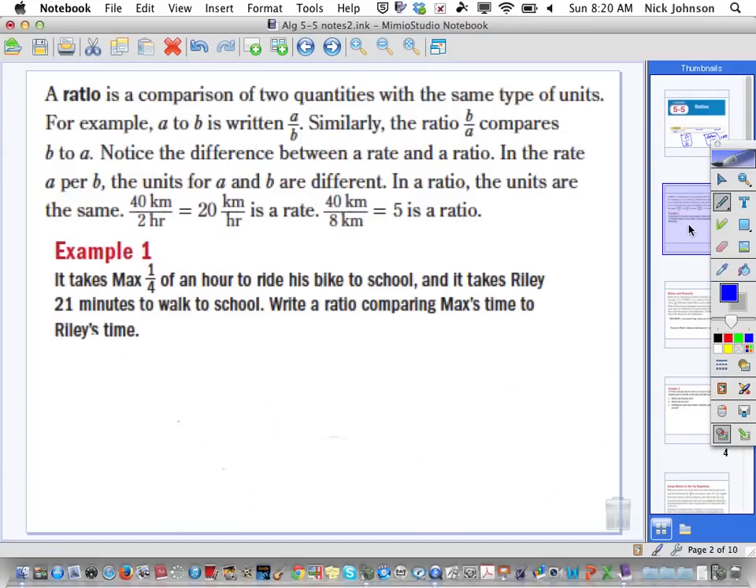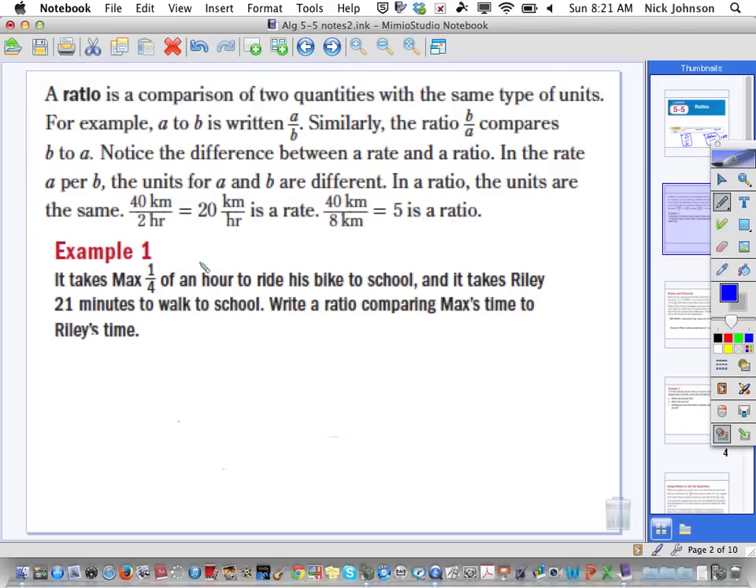It says a ratio is a comparison of two quantities with the same type of units. For example, A to B is written A divided by B. Similarly, the ratio B divided by A compares B to A. Notice the difference between a rate and a ratio. In the rate, A per B, the units for A and B are different. In a ratio, the units are the same. So as I was saying earlier, 40 kilometers per 2 hours is a rate because it's kilometers per hour. Kilometers to kilometers is a ratio.